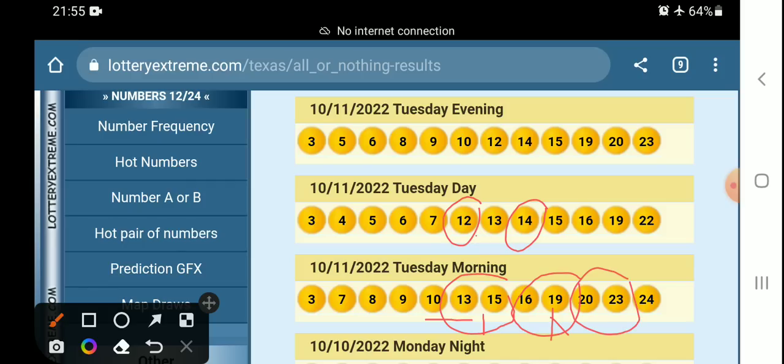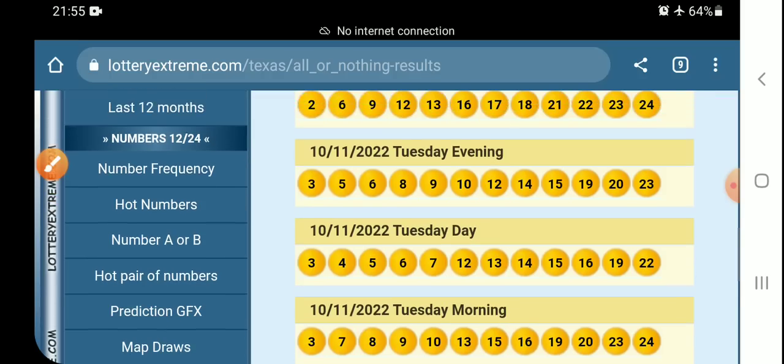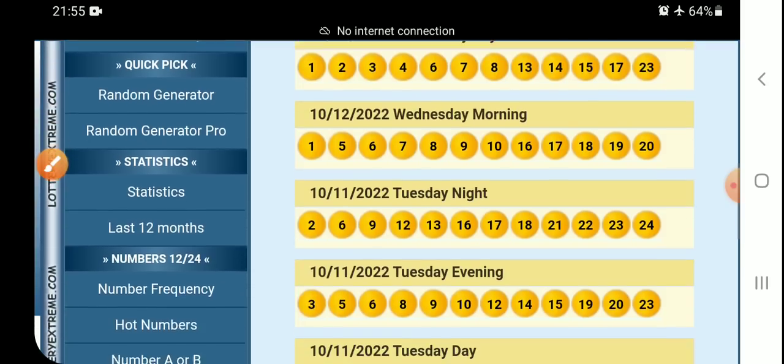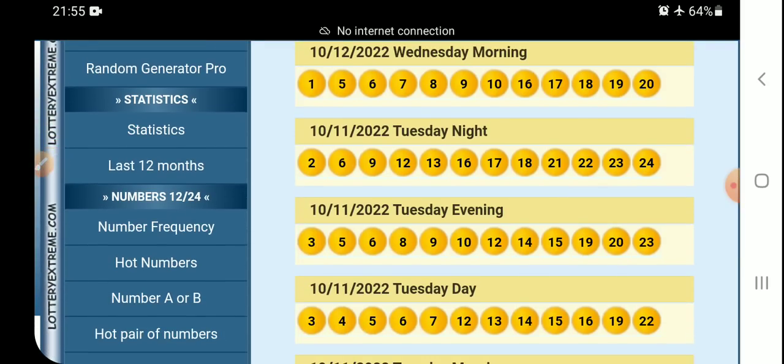23 and 20, and 23 did not pay as well. So we only have two numbers coming from the missing number strategy. Okay, so I'm not going to push to go all the way up. I think I've shown you guys exactly what I'm talking about.